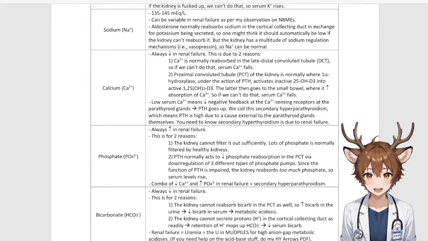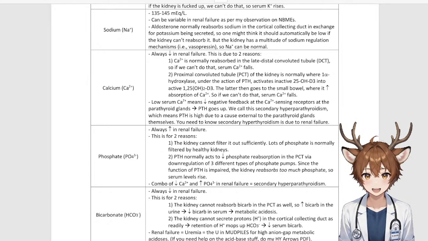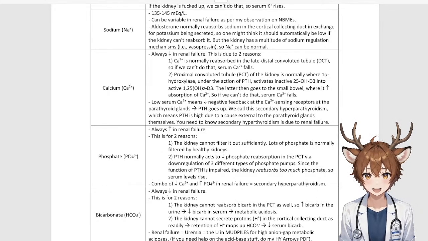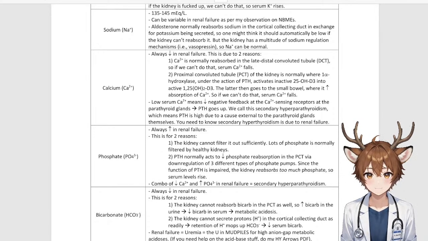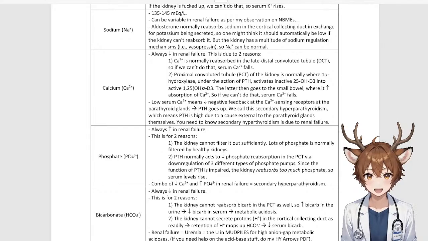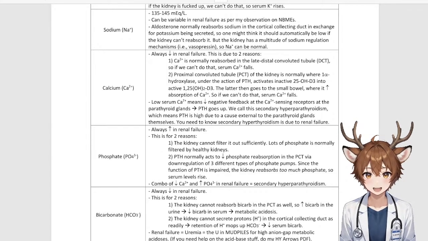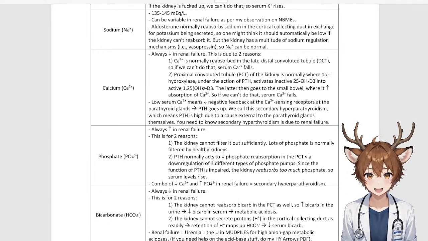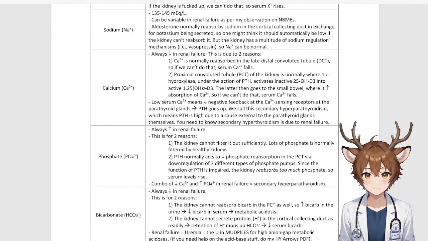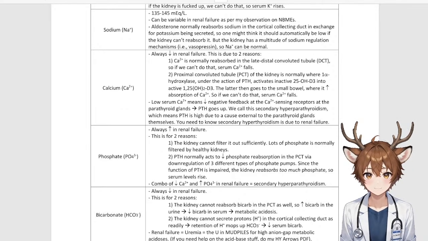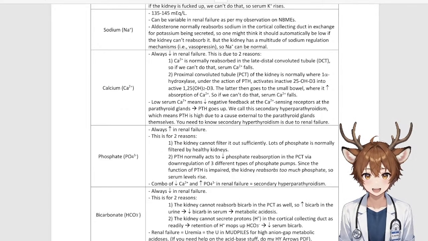Phosphate, PO4 3-. Always elevated in renal failure. This is due to two reasons. One, the kidney cannot filter it out sufficiently. Lots of phosphate is normally filtered by healthy kidneys. Two, PTH normally acts to decrease the phosphate reabsorption in the PCT via the downregulation of three different types of phosphate pumps. Since the function of PTH is impaired, the kidney reabsorbs too much phosphate, so the serum levels rise. The combination of decreasing calcium and an elevation in phosphate in renal failure equals secondary hyperparathyroidism.